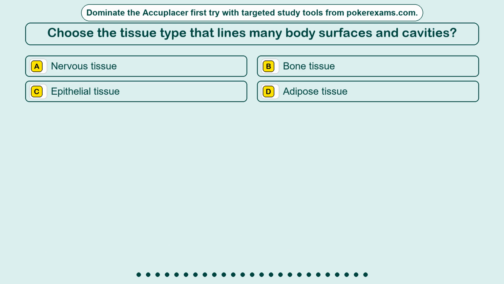Question 24. Choose the tissue type that lines many body surfaces and cavities. Option A, nervous tissue. Option B, bone tissue. Option C, epithelial tissue. Option D, adipose tissue.